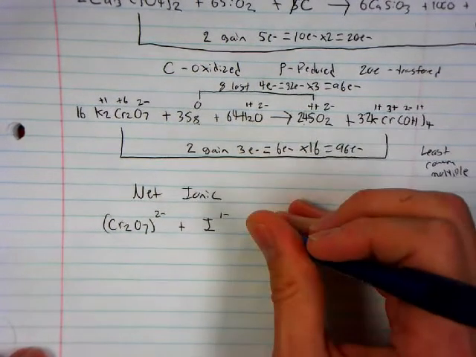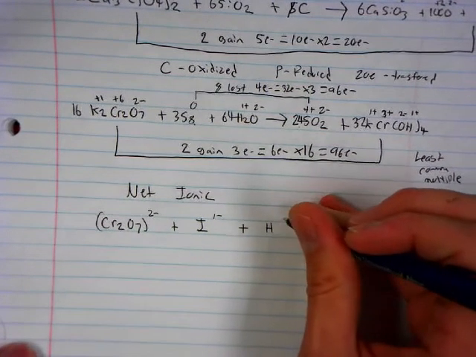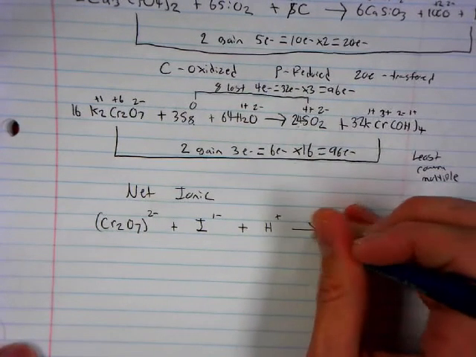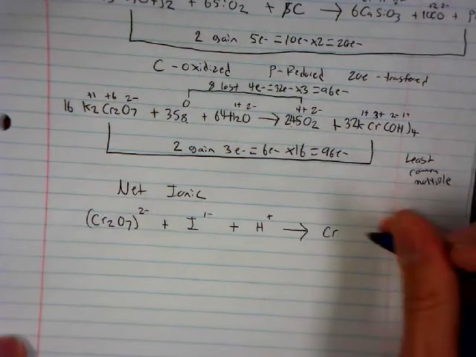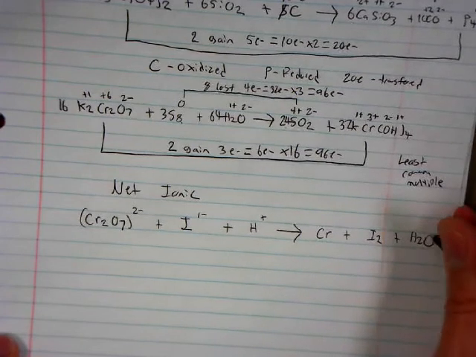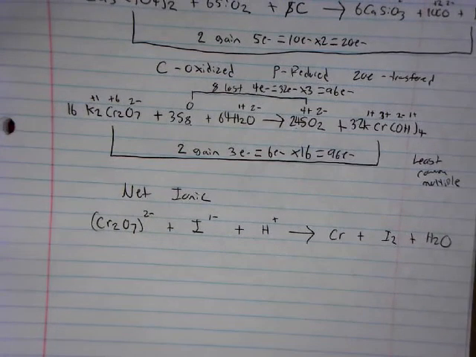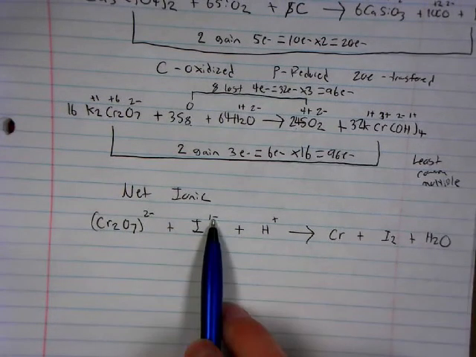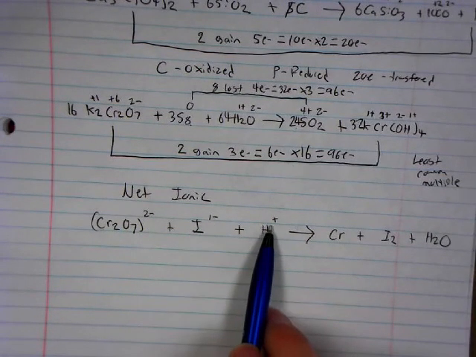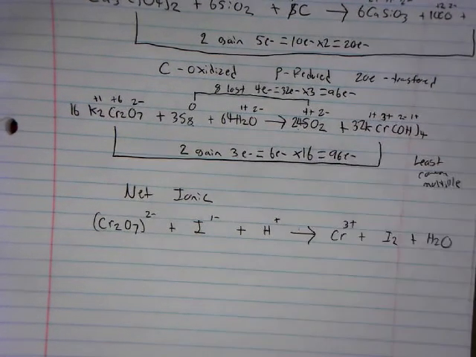What if we had a net ionic situation? So if I had something like this: Cr2O7, and that's going to be a charge of 2 minus, plus I minus 1, plus H plus, yields Cr plus I2 plus H2O.